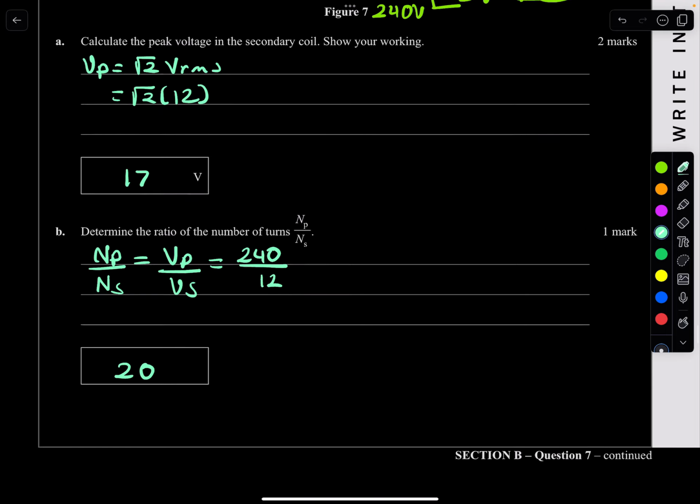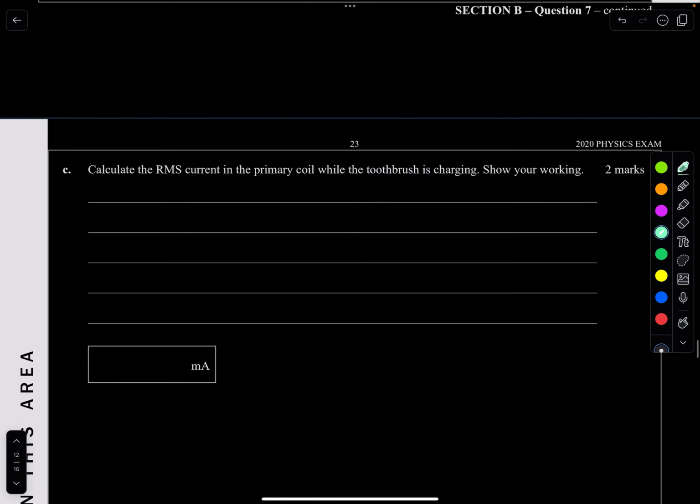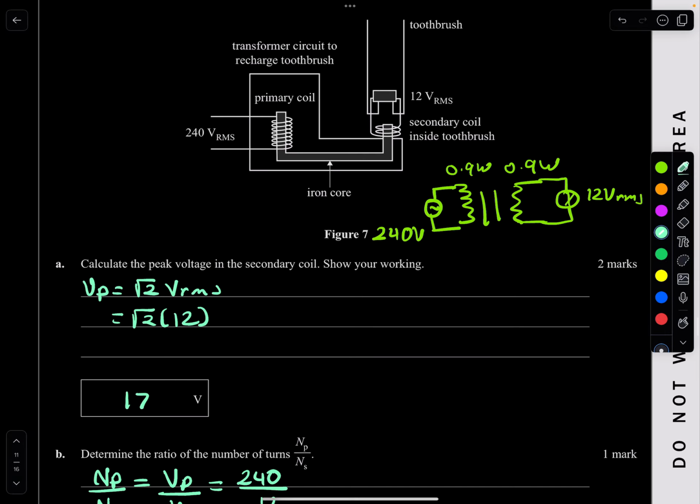240 divided by 12. Yep, 20. E. Calculate the RMS current in the primary coil when the toothbrush is recharging. So show your working out. So now we want to calculate the current in here.